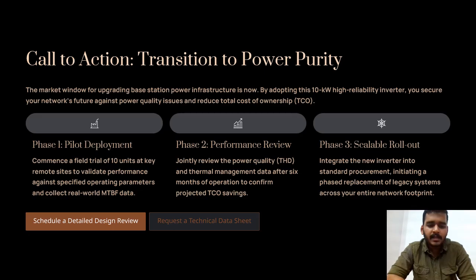Power quality is about performance review and scalable rollout. It jointly refers to power quality, total harmonic distortion, and thermal management data, after which it confirms the savings, monthly savings, network topology, and other standard verifications. The operating parameters collect real-time IGBT data. These are the devices used in telecom components. The IGBTs are fully controlled devices. This is the component used in the inverter.